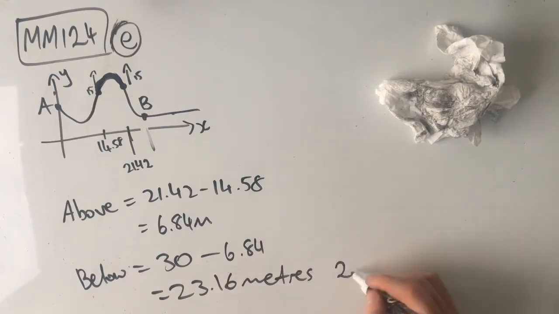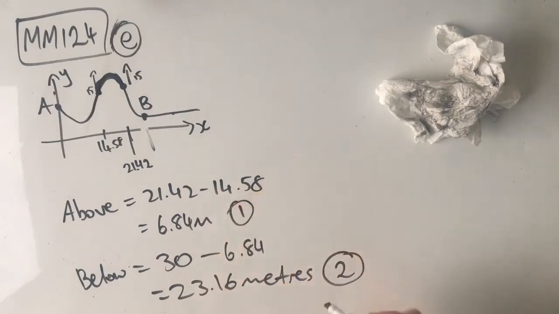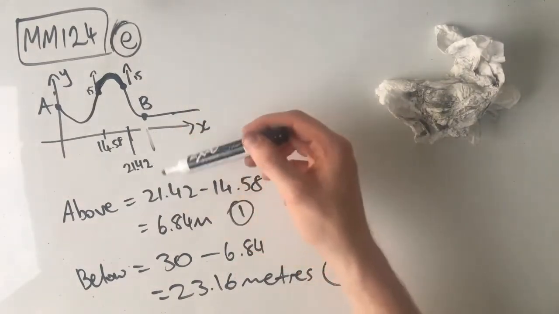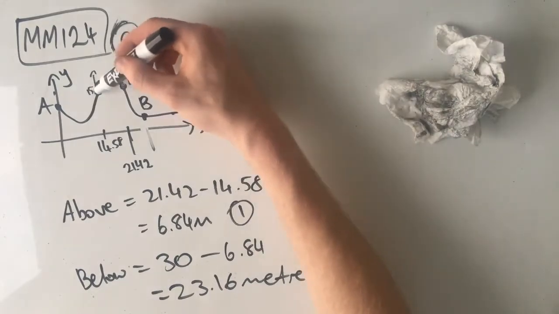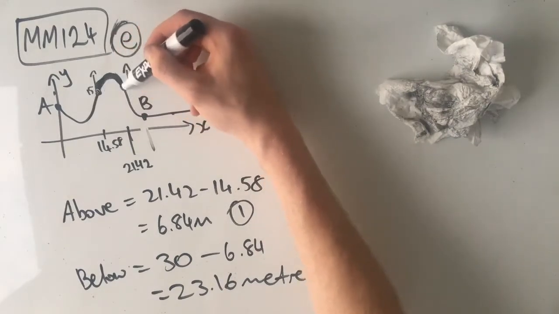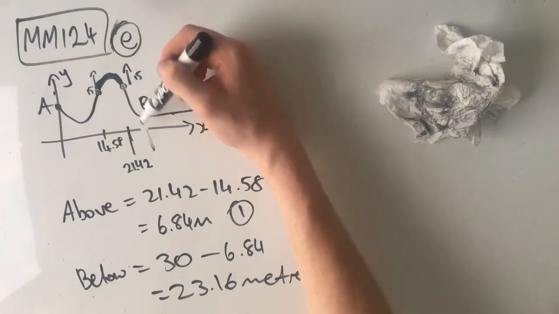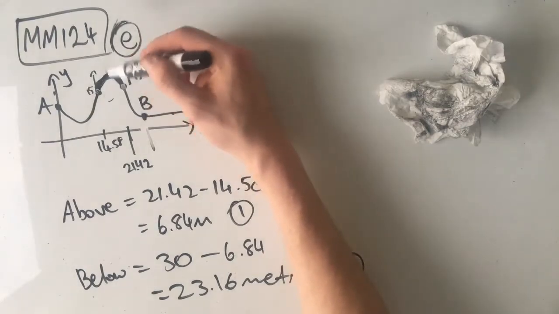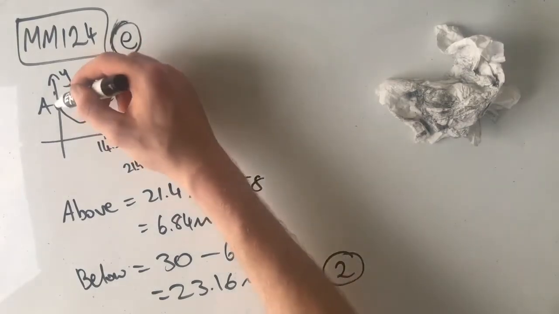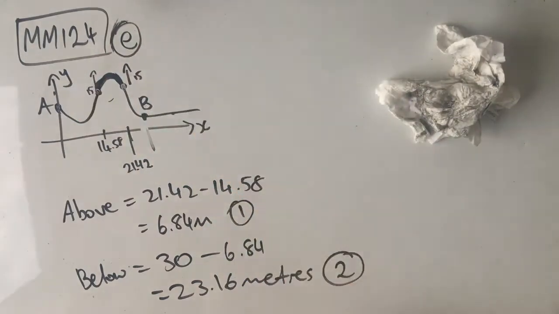Now this is our second mark, and our first mark comes when we find the above 15 meters. So we work out the spots where it first goes over 15 meters and the spot where it starts going back down below 15. We work out that space in between, and then we minus that from the total distance from A to B. If you have any questions about that, please let me know. But that's the total question for MM124, all parts included. Please let me know if you have any questions.